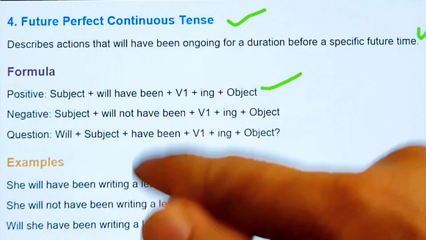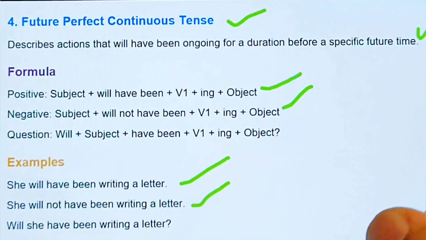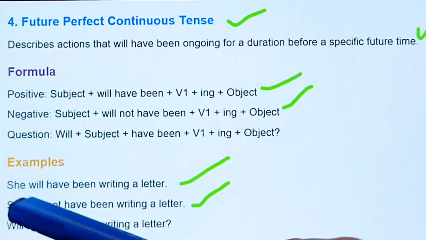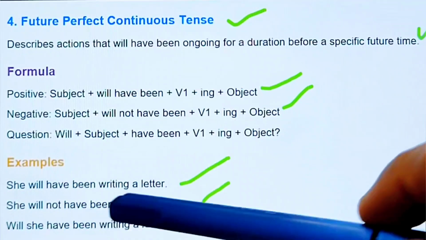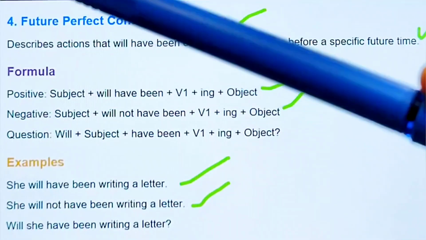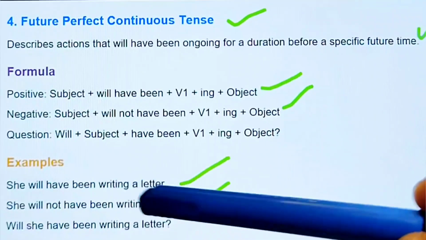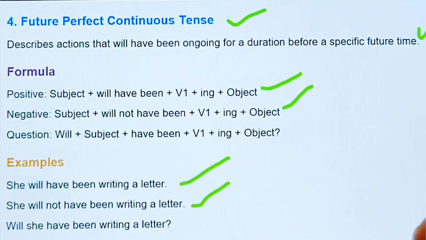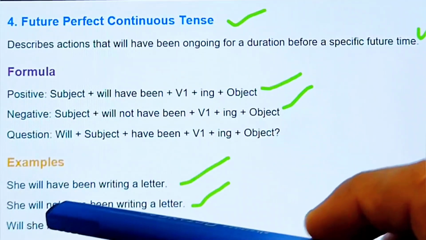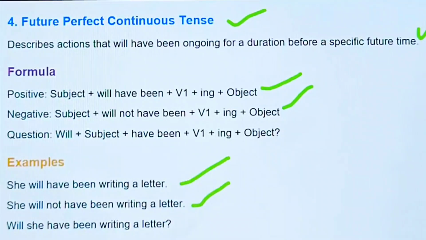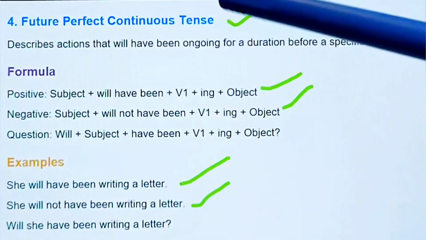The next example here is a negative sentence, and the formula is here. As we explain the sentence: she is the subject, will not have been is for future perfect continuous, and writing is the first form plus ing, and the object is letter. So: she will not have been writing a letter. So this is the negative sentence for future perfect continuous tense.